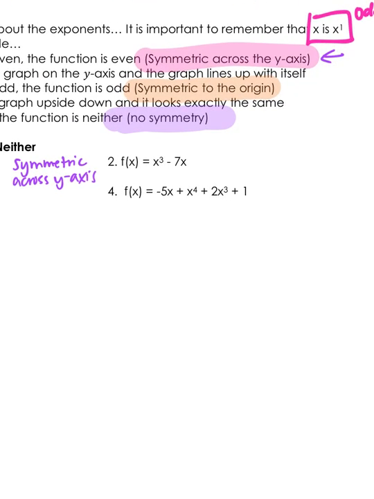All right, number 2. I've got x to the 3. I've got x to the 1. So 1 and 3, those are both odd. We said when it was odd, it is symmetric about the origin.